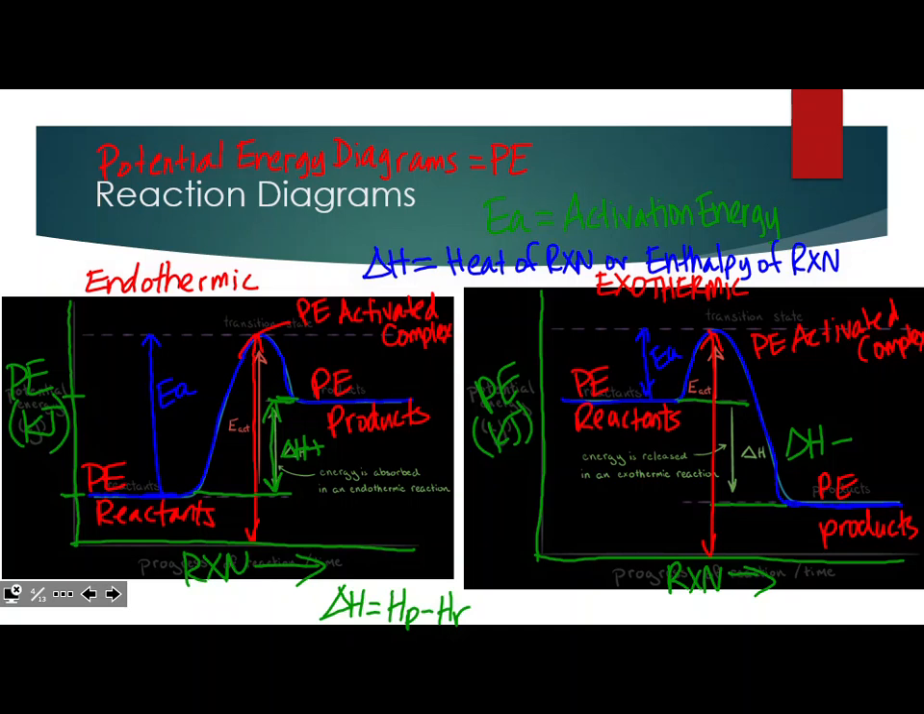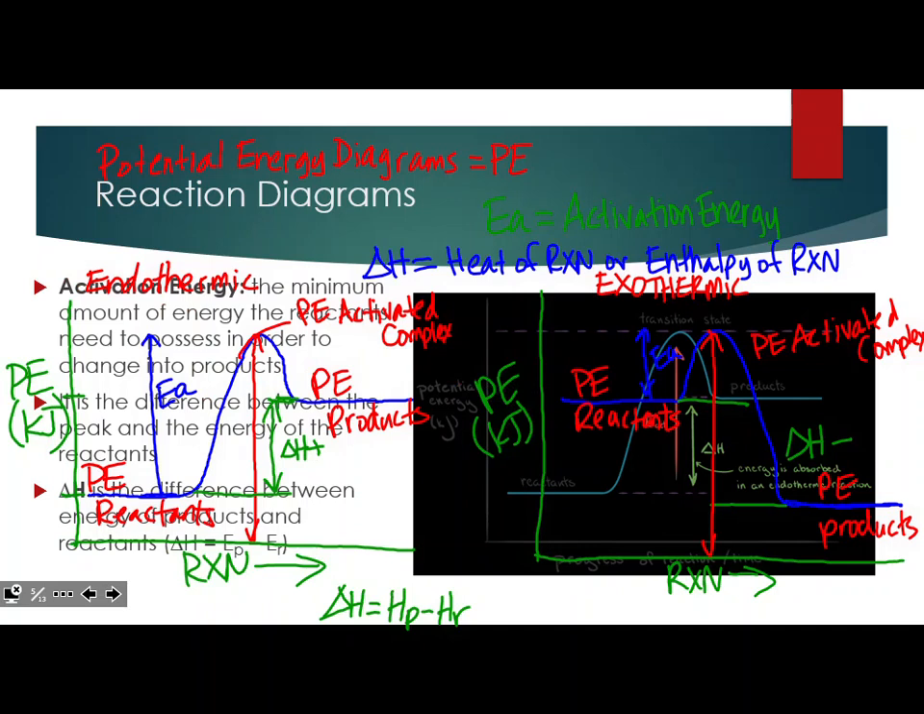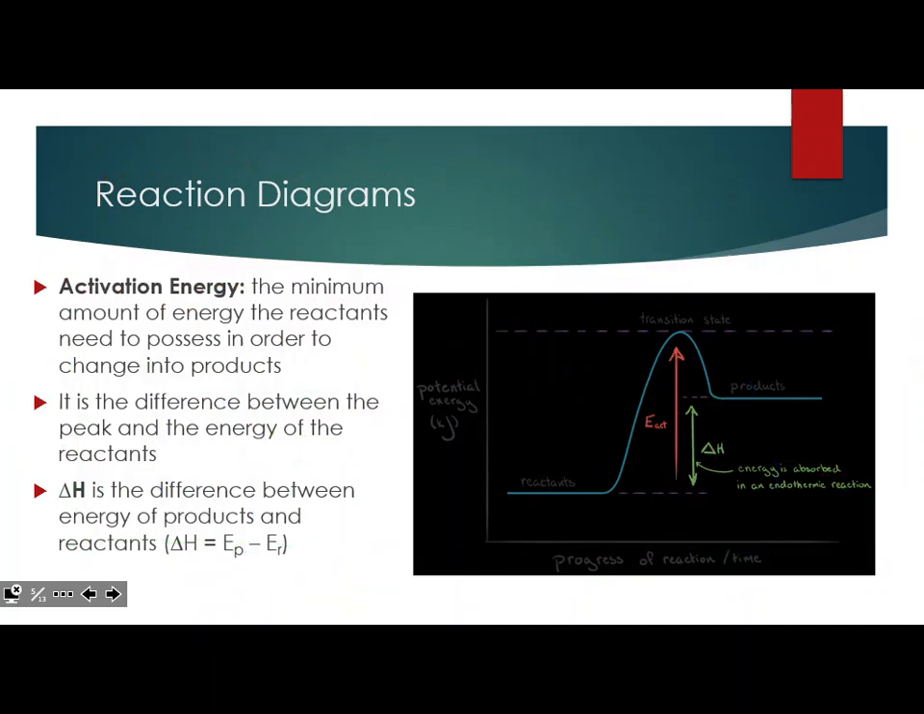Okay, so let's look at the definitions of the activation energy. The activation energy is the minimum amount of energy the reactants need to possess in order to change into product. So it's basically the amount needed to get the reaction started. Okay, and it's still this measurement from the reactant line to the top of the hill. That would be your activation energy.